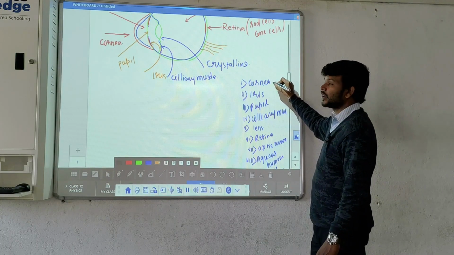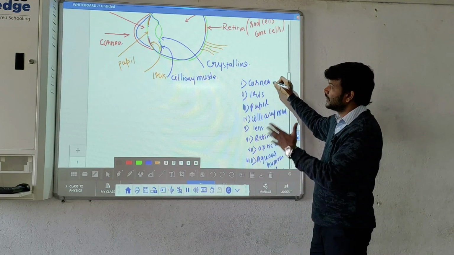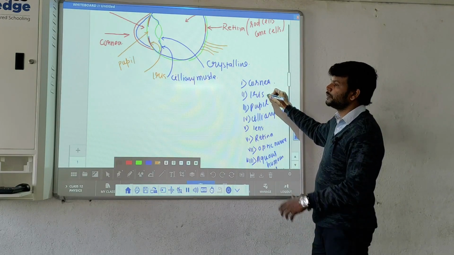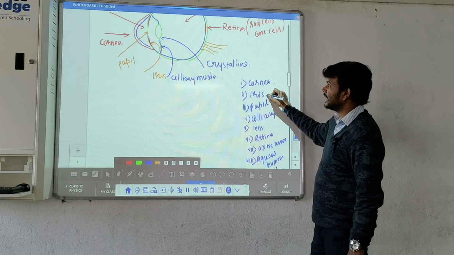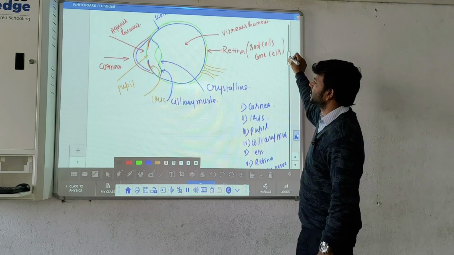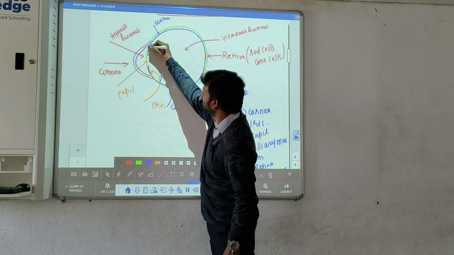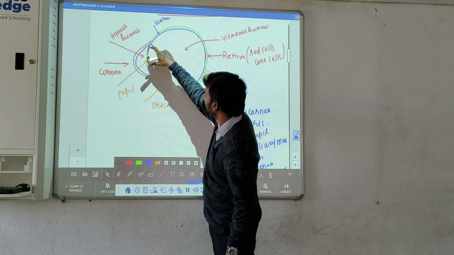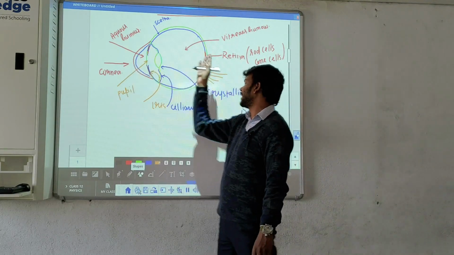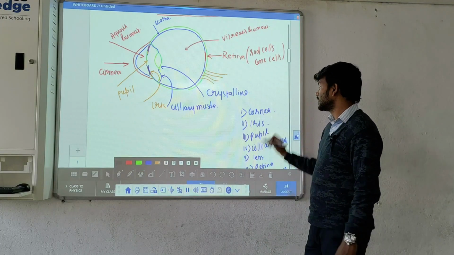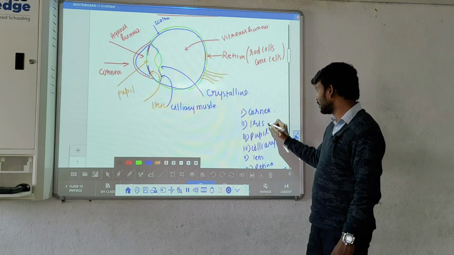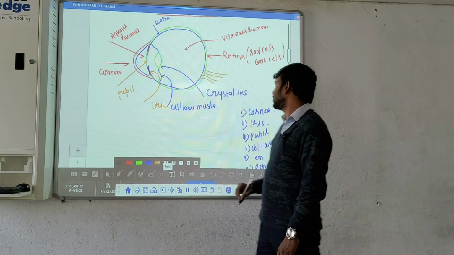First is the cornea. Cornea is the outermost part of the human eye through which the light will enter. Iris is known as the window of the human eye, meaning the amount of light entering the human eye is controlled by the iris. Here you can see the position of the iris. It will expand and contract in order to control the amount of light entering through the human eye. That is the function of the iris. Iris will also determine the color of the human eye. Depending upon the color of the iris, that will be the color of the human eye.